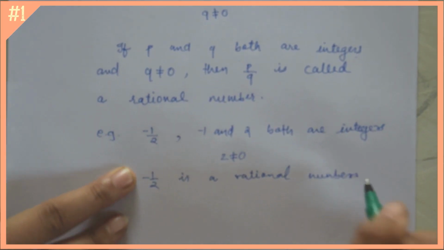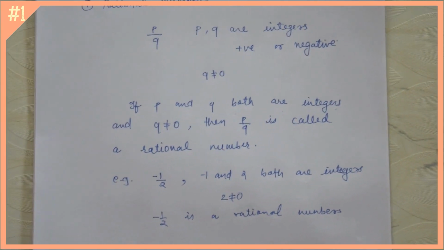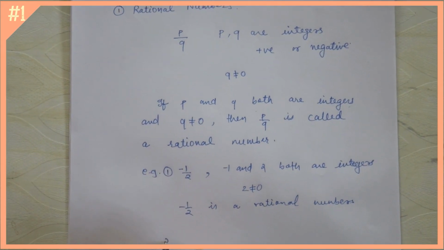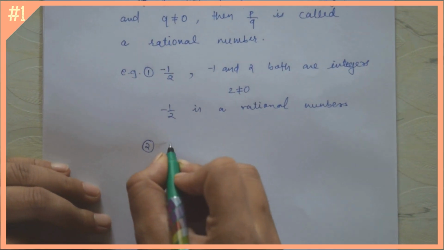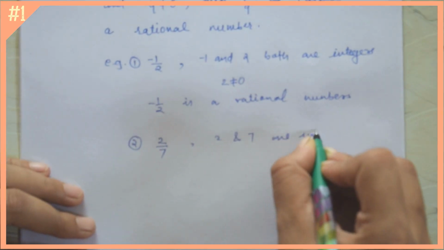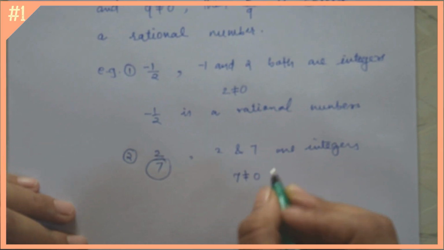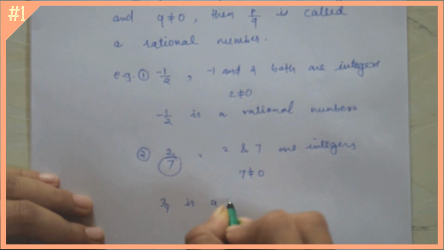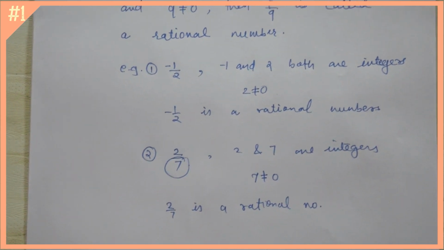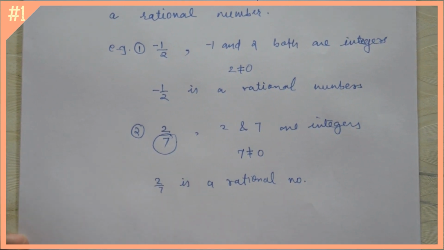I hope you guys have understood the definition, because if you understand the definition properly, it will be easier for you to go ahead and perform different operations on this. Let's take another example. So this is a negative rational number. Let me take another example, say 2 by 7. Now here 2 and 7 are integers. Again, the first condition. And secondly, the denominator we check, 7, which is not equal to 0, right? So both the conditions are satisfied. So 2 by 7 is a rational number.